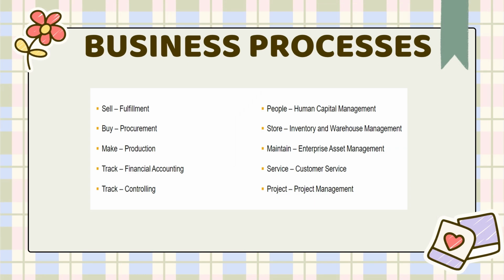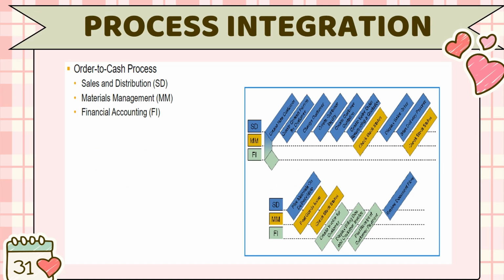This slide shows the business processes, which include fulfillment, procurement, production, financial accounting, controlling, human capital management, inventory and warehouse management, enterprise asset management, customer service, and also project management. Lastly, cross-functional integration refers to the collaboration of persons who represent distinct functional organizations in cross-functional teams.